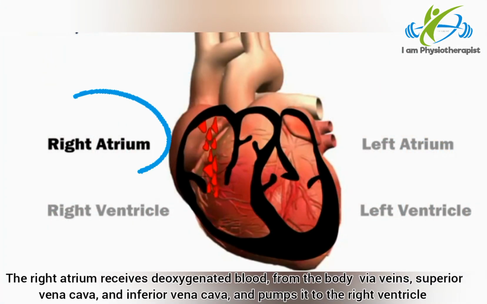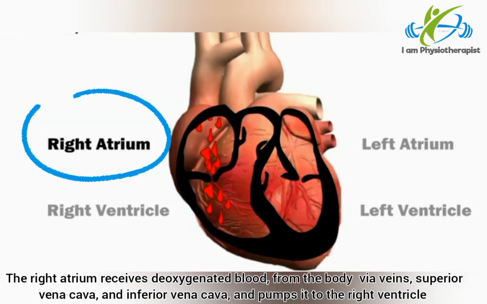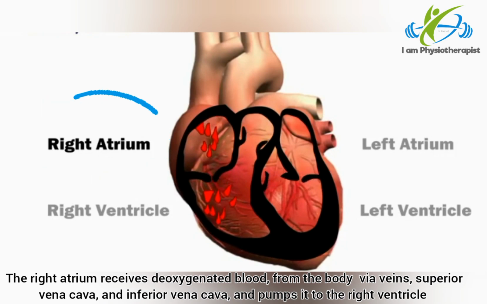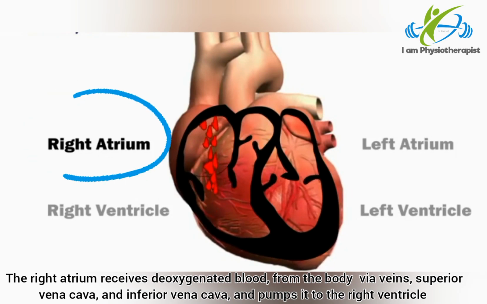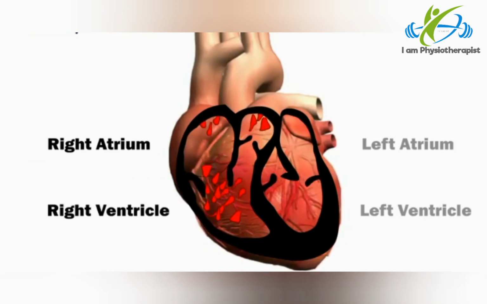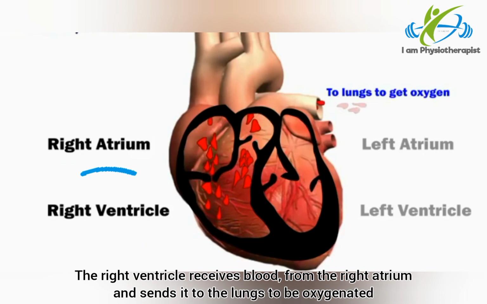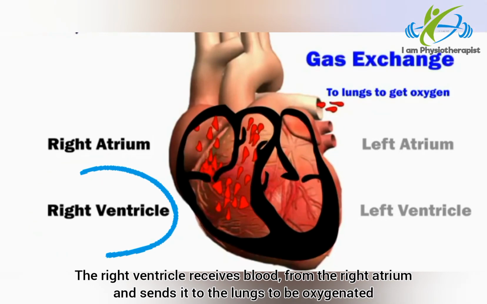The right atrium receives deoxygenated blood from the body and pumps it to the right ventricle via veins, superior vena cava and inferior vena cava. The right ventricle receives blood from the right atrium and sends it to the lungs to be oxygenated.